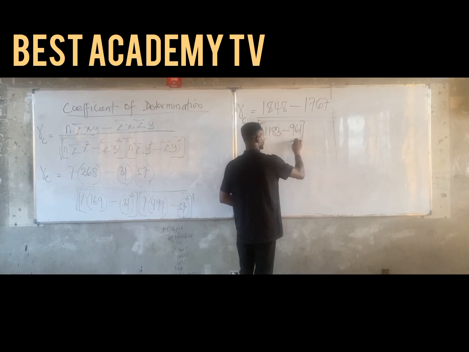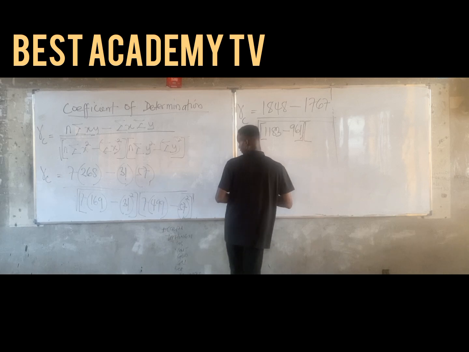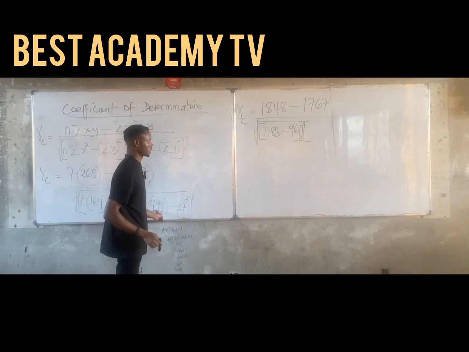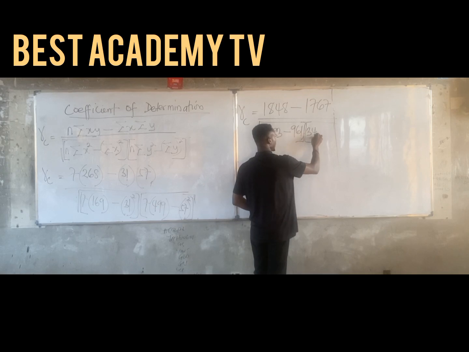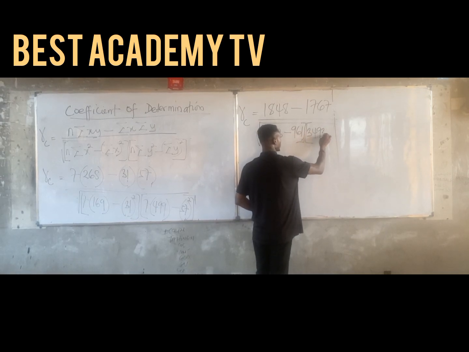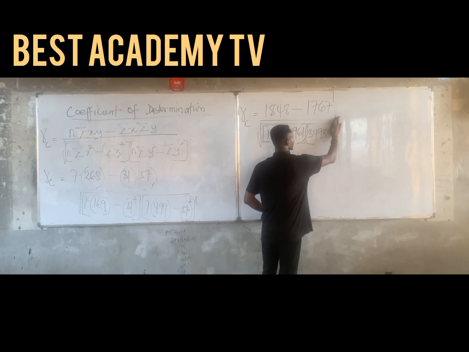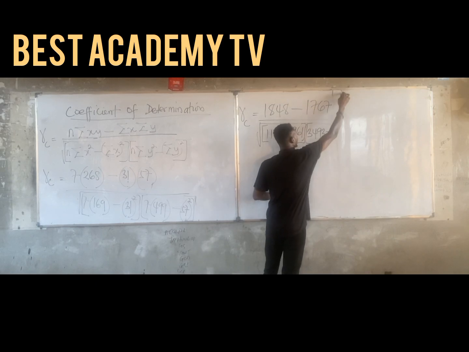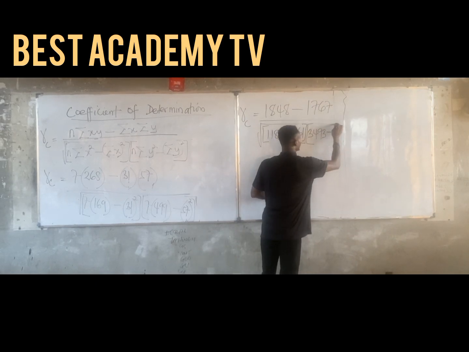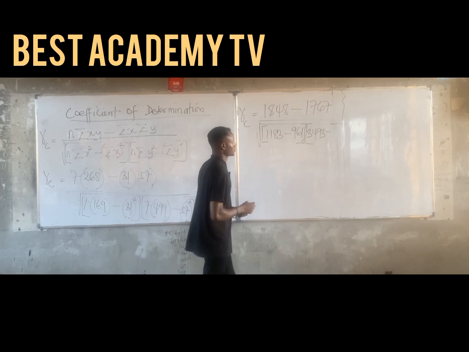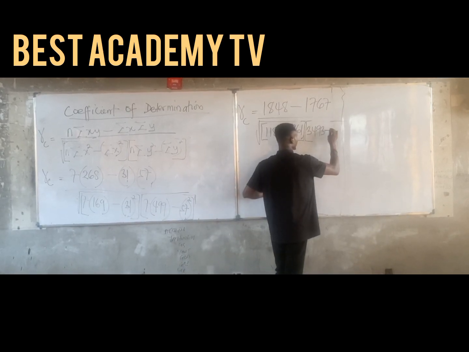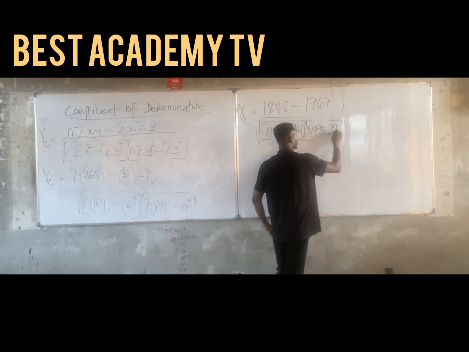Okay, let's go to the next one there. Now this times this, what is the answer? 3,493 minus 57 all squared. What is the answer? 3,249. Please take note. Okay, I'm done with this guy here.